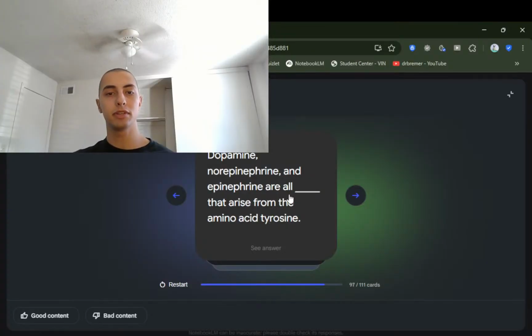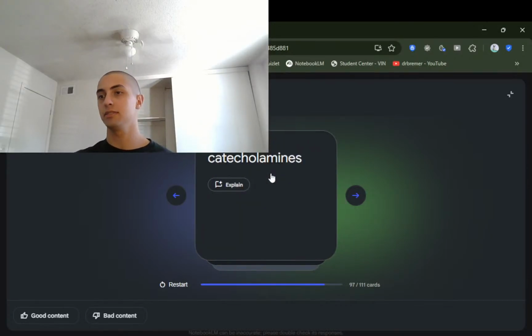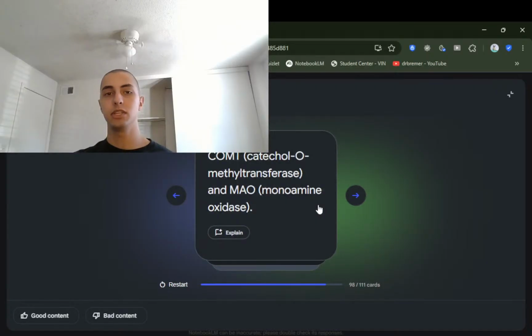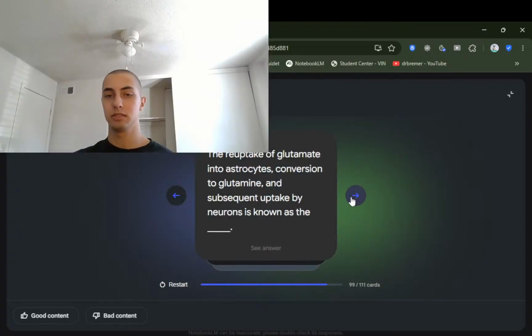Dopamine, norepinephrine, and epinephrine are all blank that arise from the amino acid tyrosine. Stimulants, starts with a C, catecholamines. Which two enzymes are primarily responsible for metabolizing catecholamines like norepinephrine? COMT, catechol-O-methyltransferase, and MAO, monoamine oxidase. Wow.